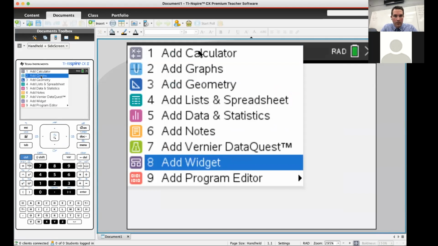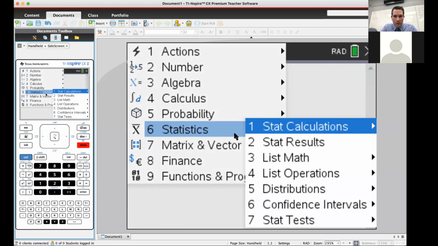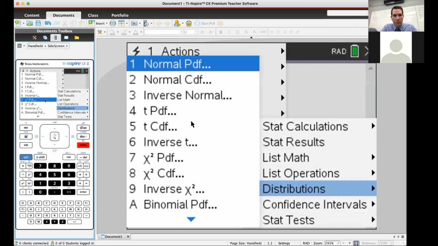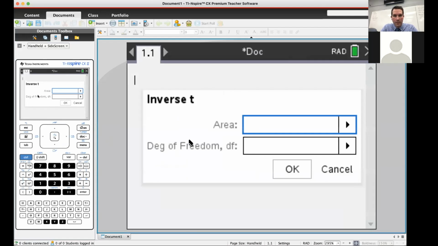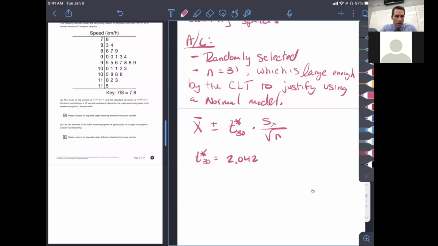If we want to see how we get that, let's jump to our calculator one more time. If I want to find critical values, I need to go to distributions, and we are going to go inverse t. I want a 95% confidence interval, so I go 0.975 because it's a one-tailed area, and I have 30 degrees of freedom, and I get 2.042. All right, let's switch back to my iPad and see what we are writing.